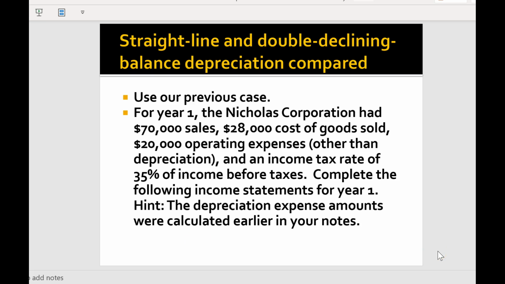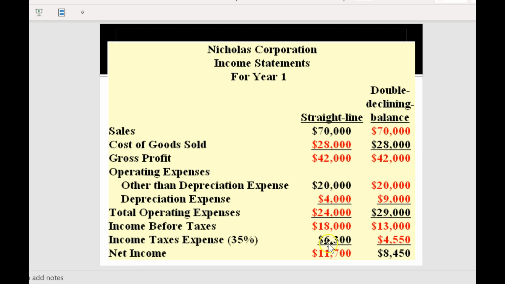All right, the last topic is to compare these two different methods. So if you have studied the previous chapter talking about the difference between FIFO and LIFO, you would understand what I'm talking about here. So we are comparing straight line and double declining because each year the straight line and the double declining are using different depreciation expense, so it creates a difference in income before tax and then tax expenses.